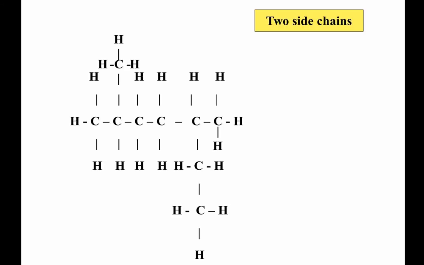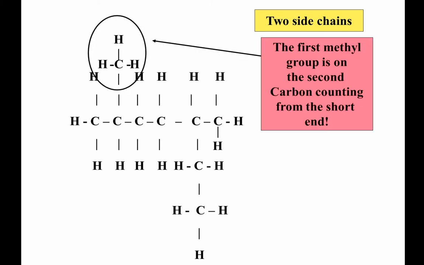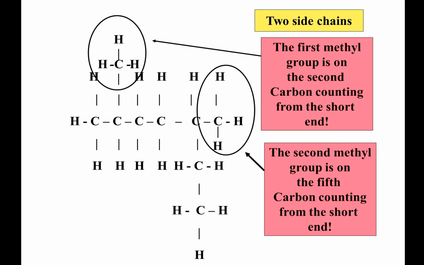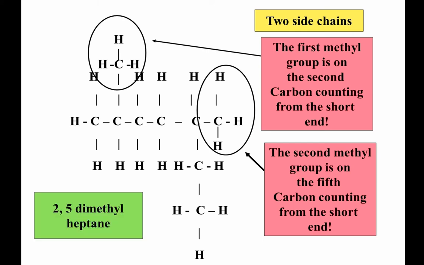Supposing we had 2 side chains. There's one, it's a methyl group. There's the second, it too is a methyl group. Both are attached to our 7 carbon chain. The name for this would be 2,5-dimethylheptane. How did that happen?